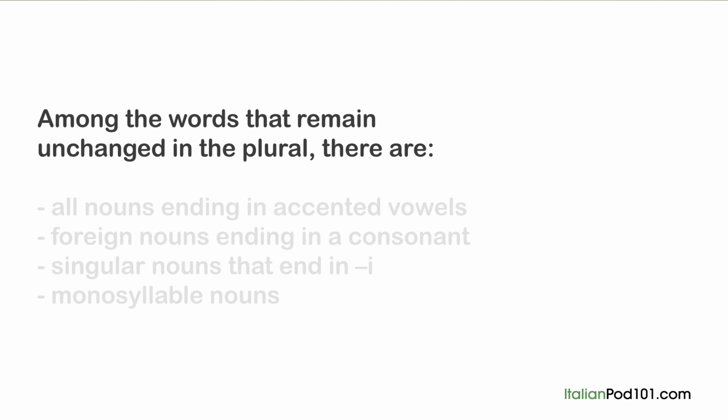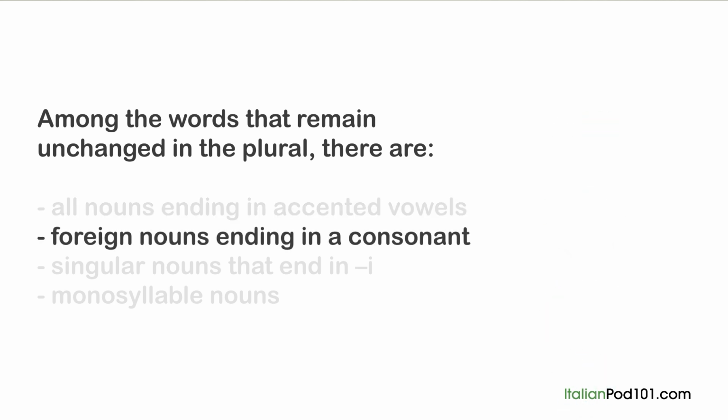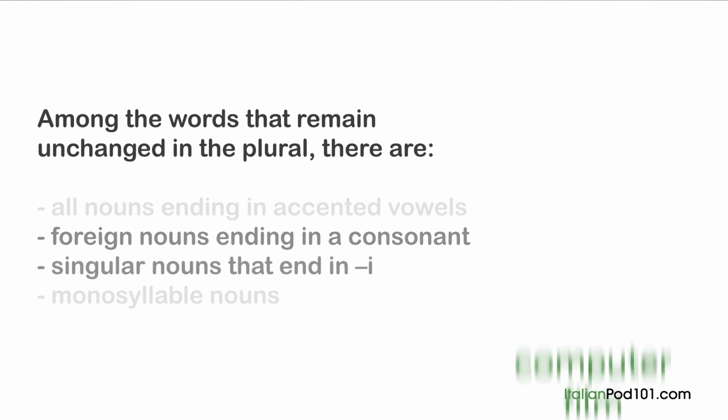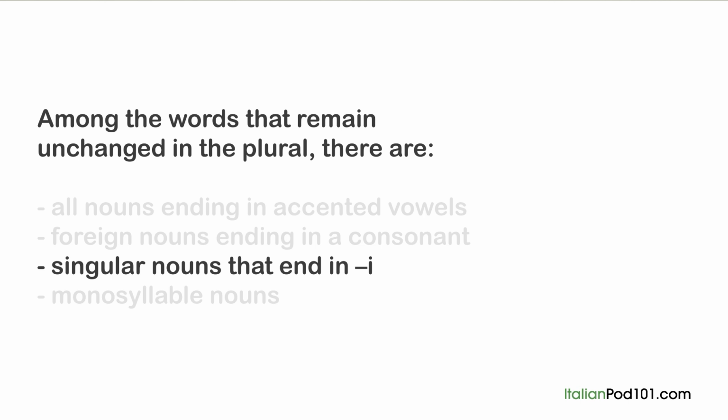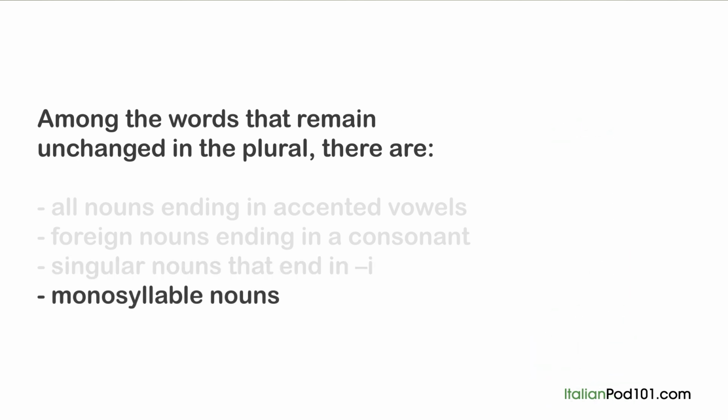Among the words that remain unchanged in the plural, there are all nouns ending in accented vowels like caffè, meaning coffee, or città, meaning city. Foreign nouns ending in a consonant, for example, computer, film, or sport. Singular nouns that end in I, crisi, meaning crisis, or brindisi, meaning toast. Monosyllable nouns, for example, re, which means king.